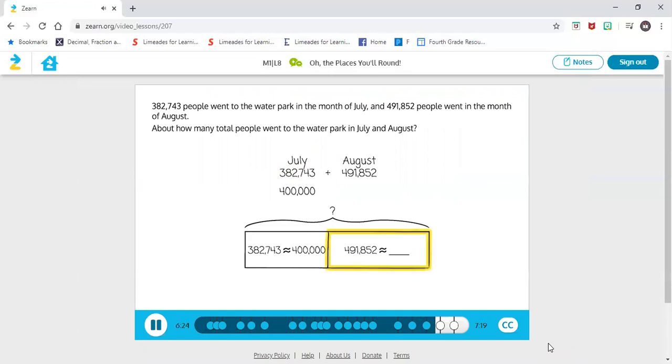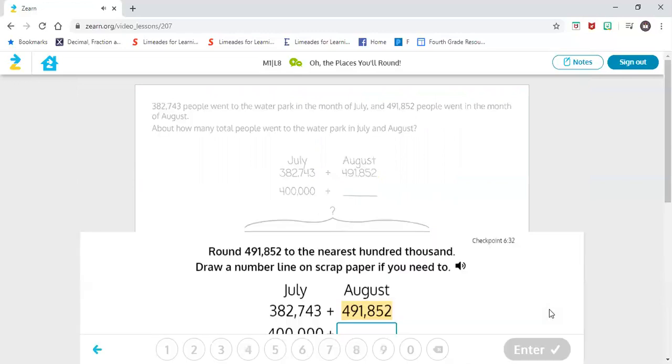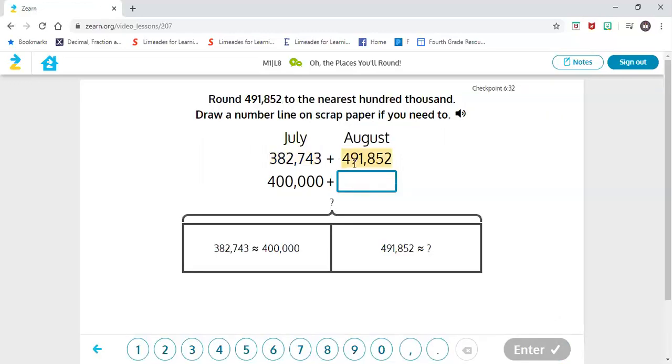About how many people went in August? Round 491,852 to the nearest 100,000. So again, I'm going to find my 100,000s place, which has a 4 in it. My 4 has two choices. Either it can stay the same, which will give me 400,000, or it can go up by 1, which will give me what? 500,000. So my midway point between 400,000 and 500,000 will be 450,000.